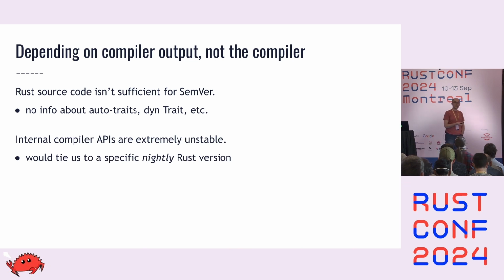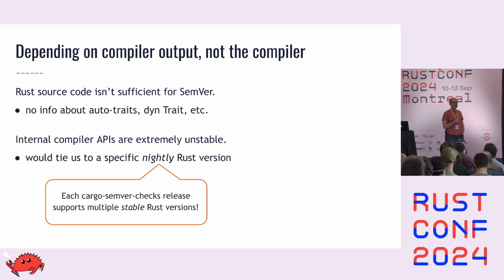In an ideal world, we'd love to use internal compiler APIs, because the compiler definitely knows about object safety. But those internal compiler APIs are extremely unstable. They change from one nightly to the next. And that is not something that we want to do, because the classical way to rely on internal compiler APIs is to tell our users, hey, please install this specific nightly and then run cargo-semver-checks. And that would be kind of an unfortunate user experience. Instead, every cargo-semver-checks release supports a wide range of stable and beta Rust releases. So how does this work?